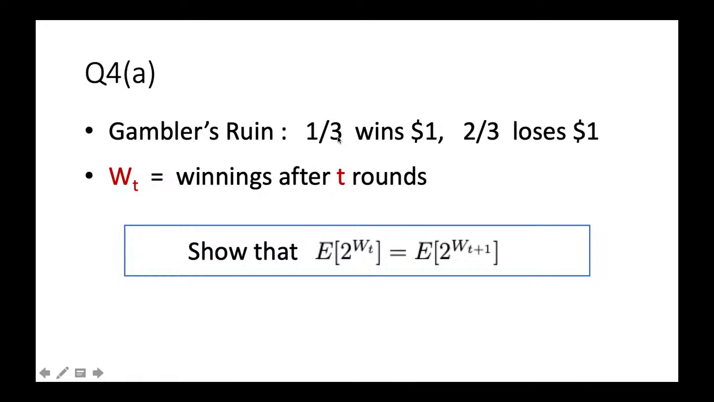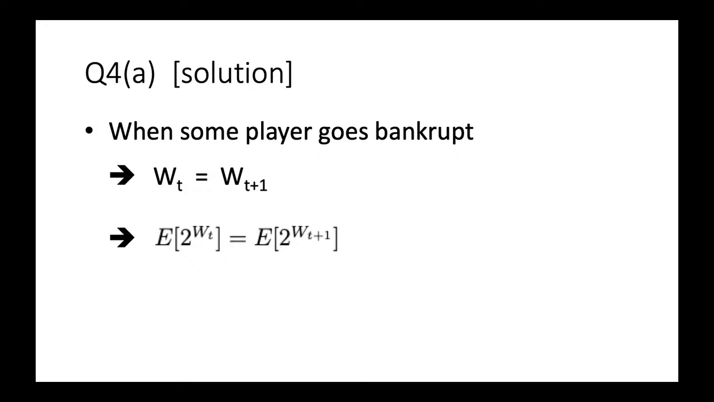But before we do anything, we establish the following fact. We let WT be the winnings after T rounds. And then we want to show that the expected value of 2 to the power WT is equal to the expected value of 2 to the power WT plus 1. Okay, so it turns out that if we take 2 to the power of the winnings that we have, the expected value will remain the same. So how can we show this?